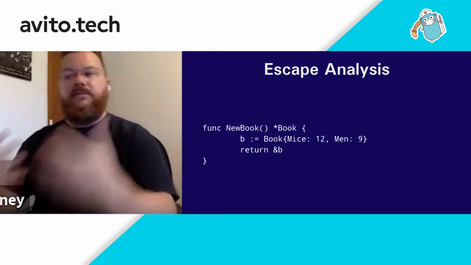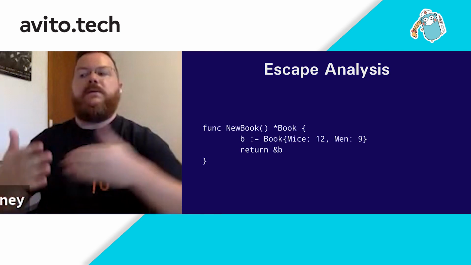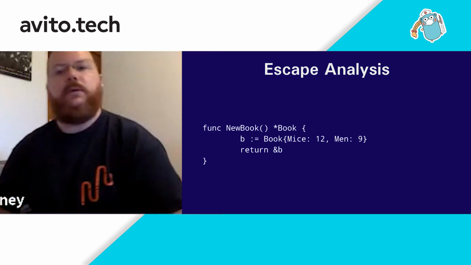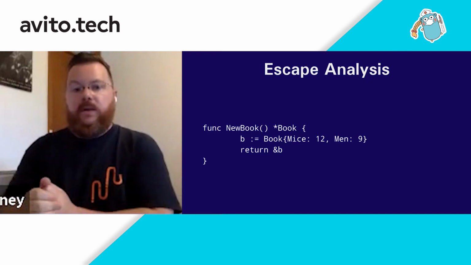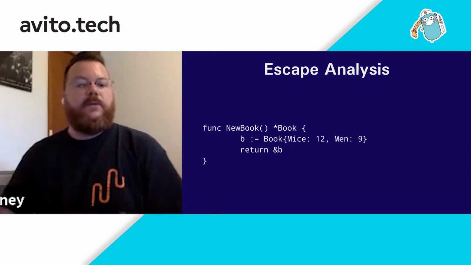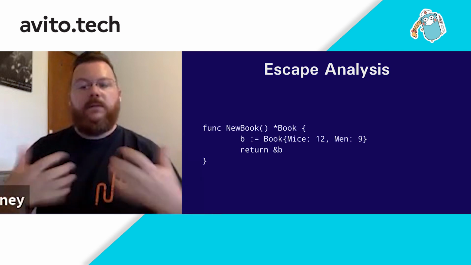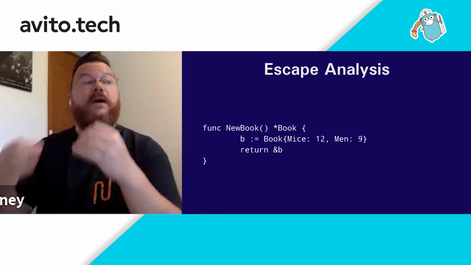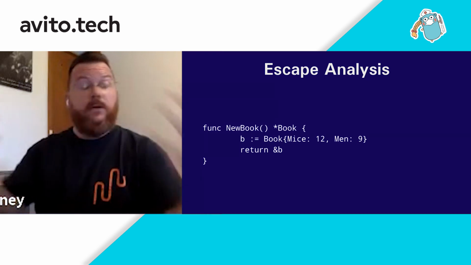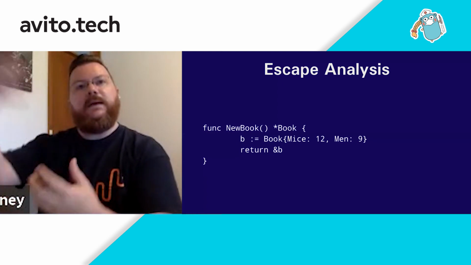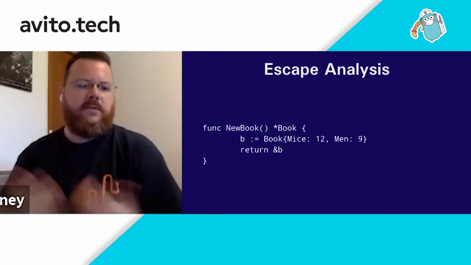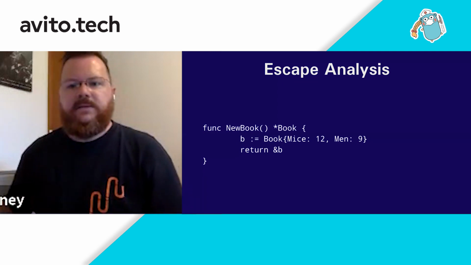The value of B, because it lives longer than newBook, will be allocated on the heap, because that's the way to make this function safe. And this is a process called escape analysis. The compiler can see that the lifetime of B exists beyond newBook, and so therefore the allocation for B escapes the lifetime of that function. This is why we call this escape analysis.